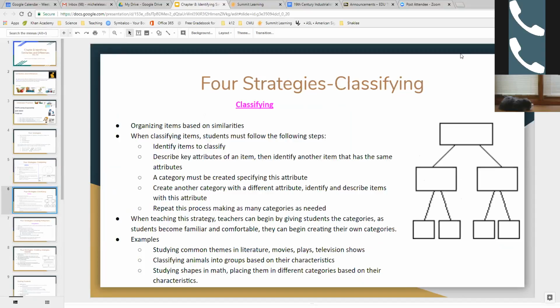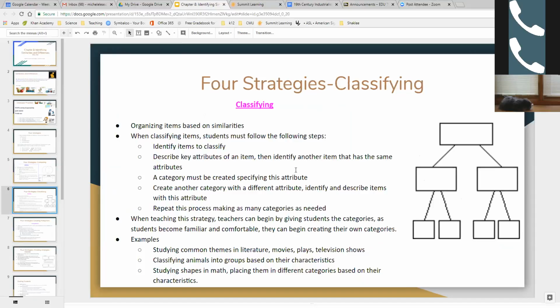Classifying. So this is organizing items based on similarities. Students need to think about first the items, and then what attributes they have in common. They think about attributes that the items have, and then think about something else that has those same attributes, and then form categories based on that.